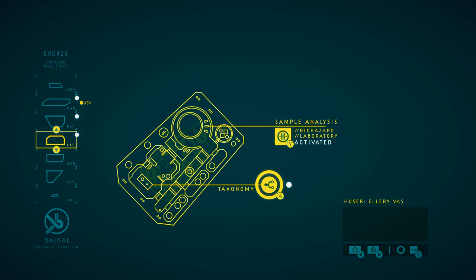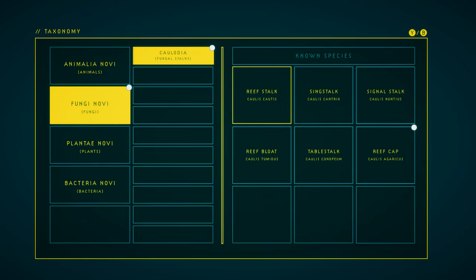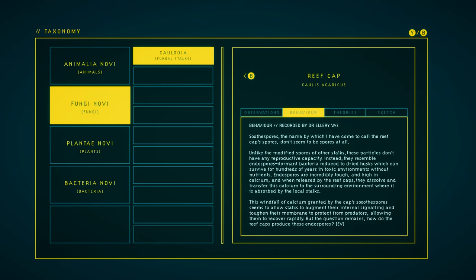Reef cap taxonomy entry updated. Behavior. Soothe spores, the name by which I've come to call the reef cap spores, don't seem to be spores at all. Unlike the modified spores of other stocks, these particles don't have any reproductive capacity. Instead, they resemble endospores, dormant bacteria reduced to dried husks which can survive for hundreds of years in toxic environments without nutrients. Endospores are incredibly tough and high in calcium, and when released by the reef caps, they dissolve and transfer this calcium to the surrounding environment where it's absorbed by the local stalks. This windfall of calcium granted by the caps' soothe spores seems to allow stalks to augment their internal signaling and toughen their membrane to protect from predators, allowing them to recover rapidly. But the question remains, how do the reef caps produce these endospores?